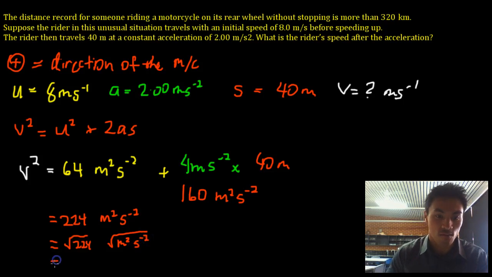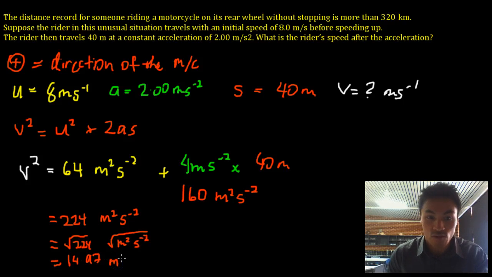We know the square root of 224 is about 14.97. What happens to the units if we square root a squared? Basically it becomes a 1. Whenever you square root an exponent like that, you divide it by 2. So 2 divided by 2 is 1, so that becomes m. Negative 2 divided by 2 is negative 1, and look at that, we get meters per second.